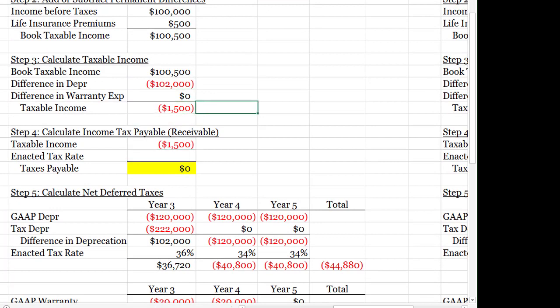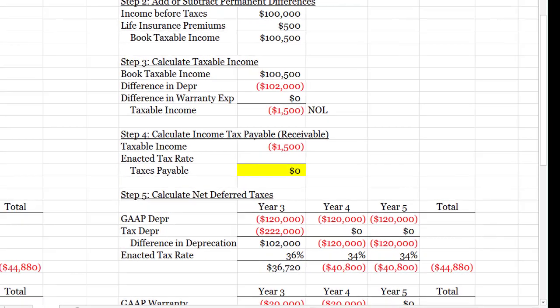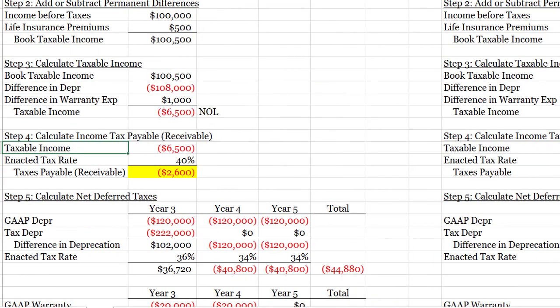Again, we have an NOL, $1,500. So I can use it as a carry back or a carry forward. I know that my tax rate was higher as a carry back. So if I've got any taxable income left from year 2 or year 1 that I can cover with this $1,500, I should do it. If we go back to year 2, well, we had a NOL in year 2, so there's no taxable income I can cover there. But since I'm in year 3, I can go back to year 1 still.